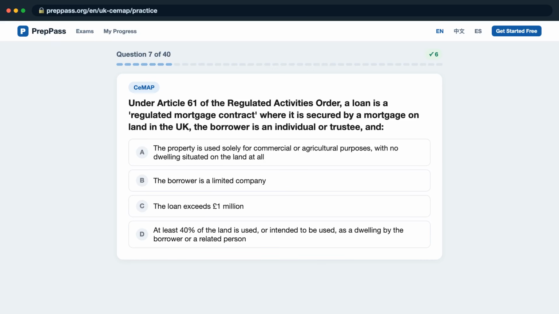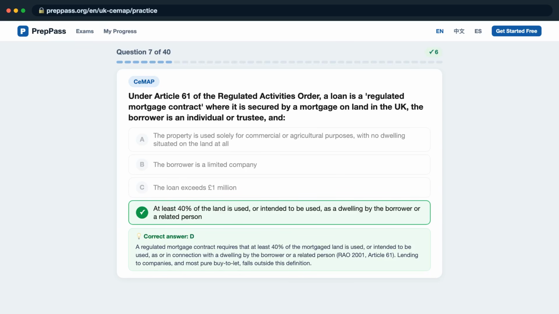Question 7. Under Article 61 of the Regulated Activities Order, a loan is a regulated mortgage contract where it is secured by a mortgage on land in the UK, the borrower is an individual or trustee, and is it A, the property is used solely for commercial or agricultural purposes, with no dwelling situated on the land at all. B, the borrower is a limited company. C, the loan exceeds £1 million. D, at least 40% of the land is used, or intended to be used, as a dwelling by the borrower or a related person. The correct answer is D.